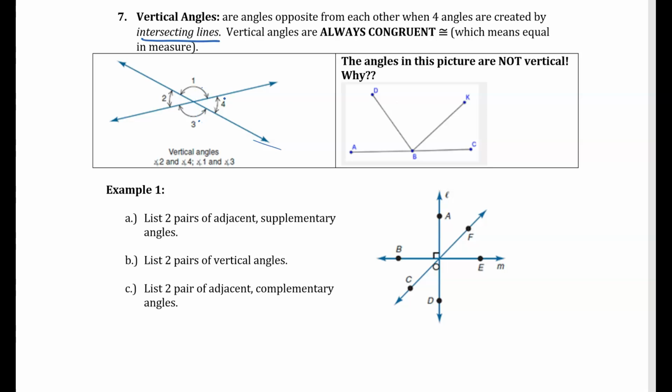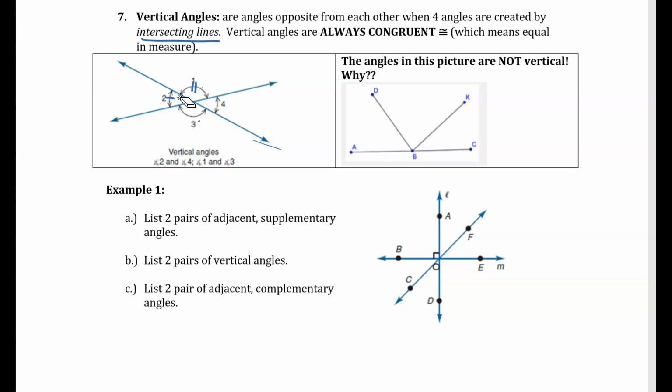And angles 1 and 3 are opposite from each other. These angles, vertical angles, are always congruent, which means that they're equal. The way that we can label congruency, and we'll talk about this in a later section, is we can put some dash marks here. It doesn't matter how many you use as long as they're the same. So this shows that angle 1 is congruent with angle 3, and angle 2 is congruent with angle 4.